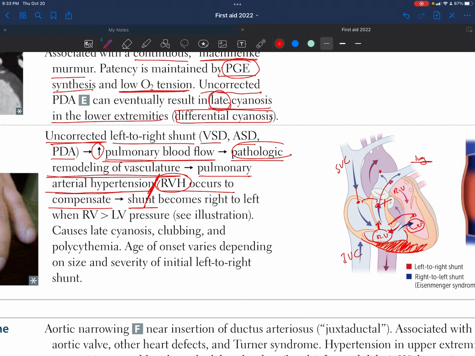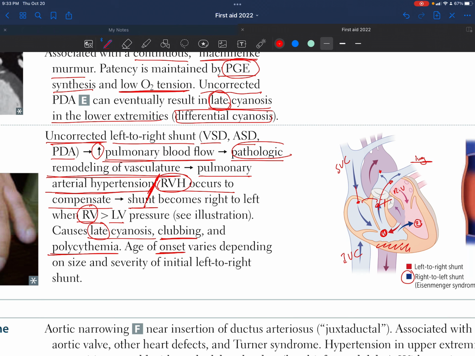So that would change things around and make the blood go from the right ventricle into the left ventricle. That's completely the opposite, and that is the blue arrow over here. So it's the red arrow first, and then after a while, after this gets hypertrophied, it goes into the blue arrow. When the right ventricle gets stronger than the left ventricle, this causes late cyanosis, clubbing, and polycythemia.